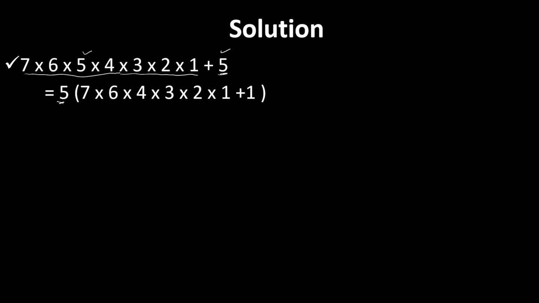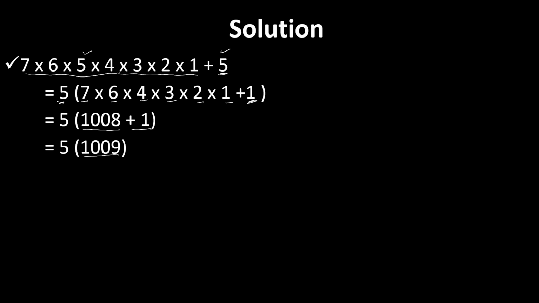On taking 5 common, we are going to get in brackets 7 into 6 into 4 into 3 into 2 into 1. And because of this plus 5, if we take 5 common, we are going to get plus 1 over here. Now, the product of 7, 6, 4, 3, 2 and 1 will give us 1008, and to this 1008 we are going to add 1, which gives us 1009, right? And 5 will multiply as it is, like the previous step. So 5 into 1009, this is the step that we got. Now the multiplication of 5 with 1009 will give us 5045.